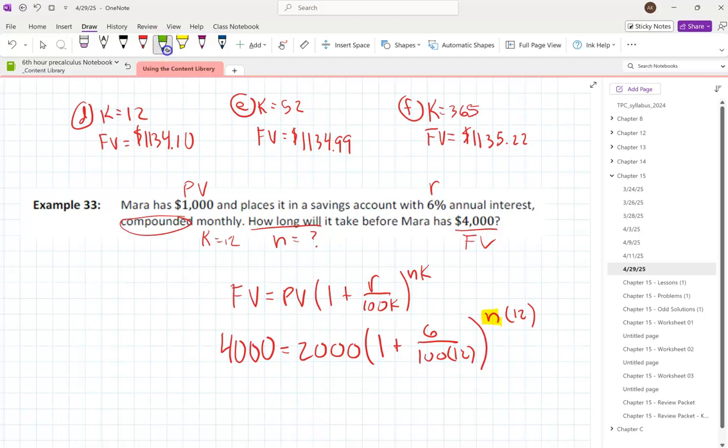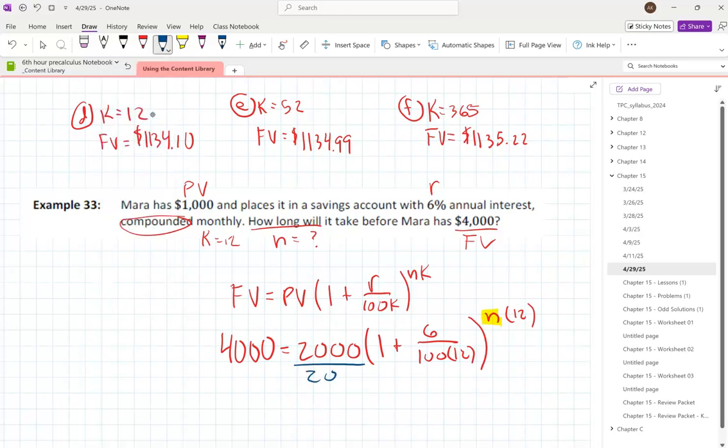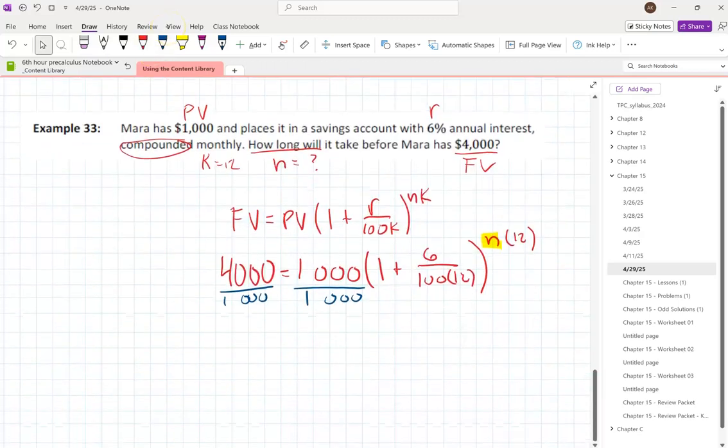But before we can do that, we have to isolate the exponential part. So we'll just start by dividing by 2. Why did I write 2,000 here? It was a 1,000 in the problem. Yikes, Mr. Kulik. So I'll start by dividing by 1,000.